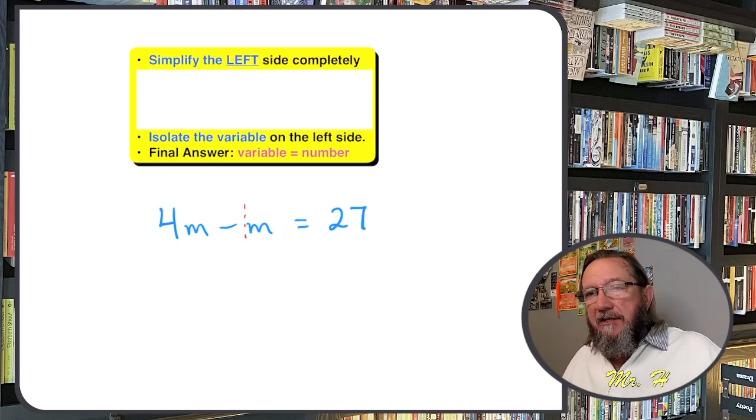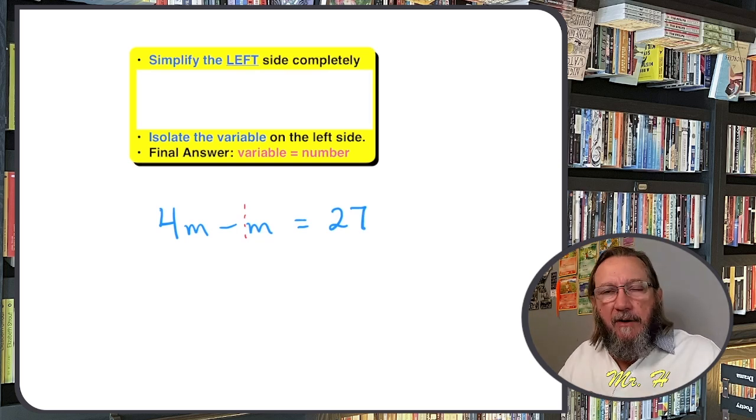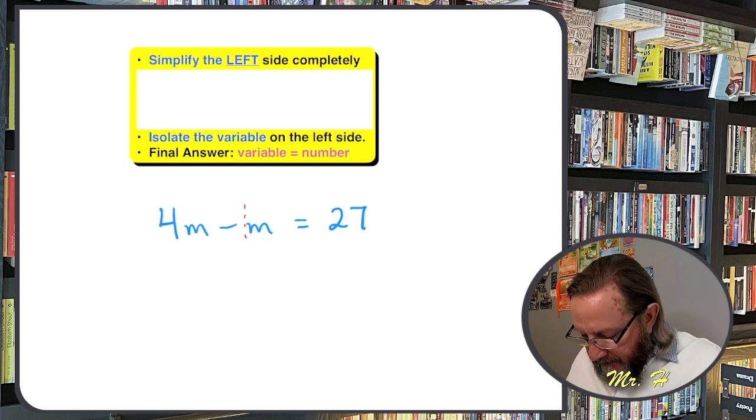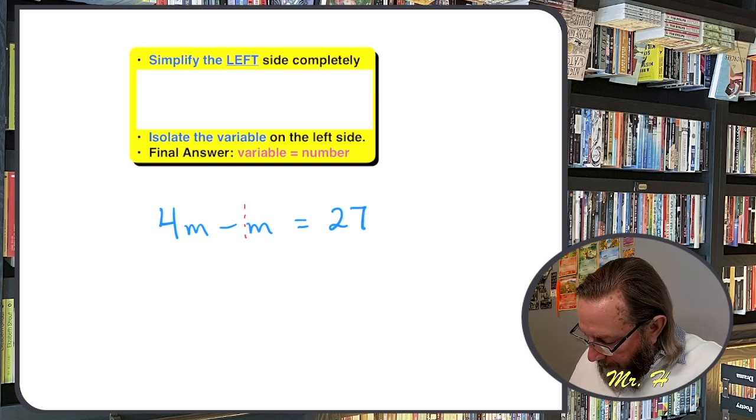You could have a 6 and then a positive 7 that we would have to combine into 13. But regardless of what happens, you have to simplify the left side. So we've got 4m minus 1m. That's going to leave me with 3m equal to 27.